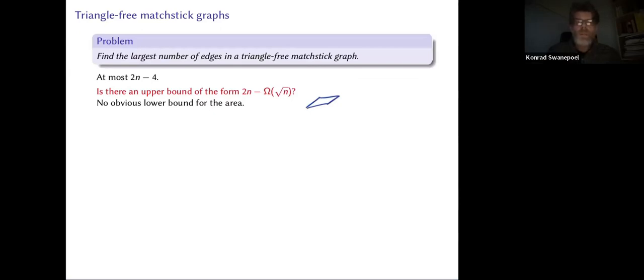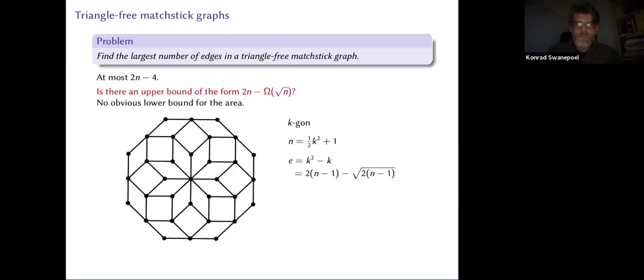And the best example that I have is this one. So you can draw a flower like this for any, this is an octagon. You can take any even number k, draw something like this. You get about half k squared vertices, about k squared edges. So you get something like 2n minus the square root of 2n. Which is a bit bigger than the square grid, which was 2n minus 2 square root n. But again, I have no idea whether this would be an optimal one.